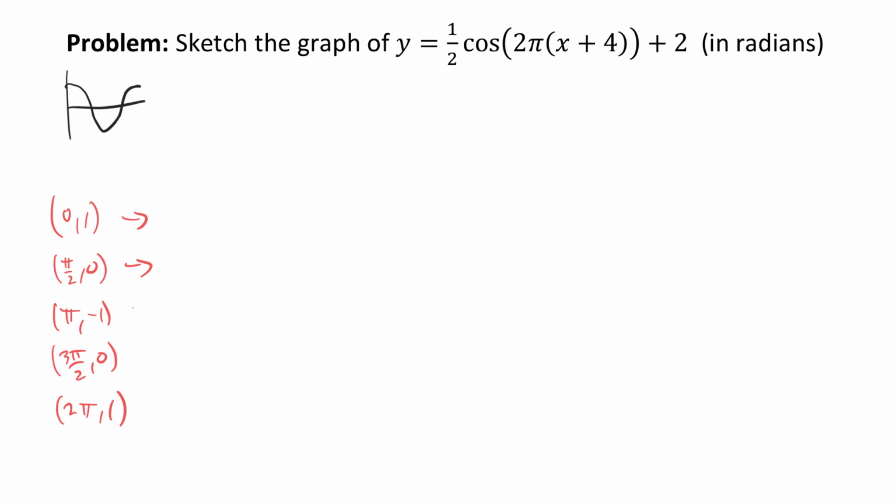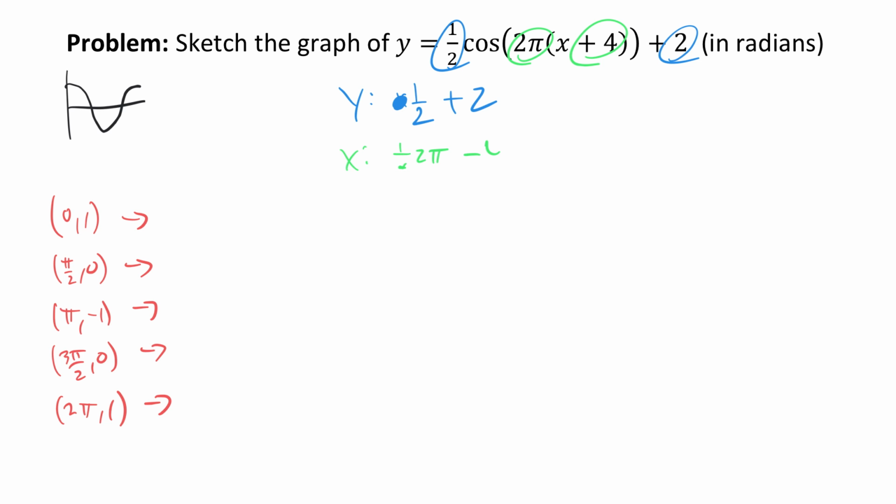Now for each of these points, again, we're going to have to do a lot of work to them because there's a lot of numbers there. The 1/2 and the 2 are the y values. So we're going to have to multiply by 1/2 and add 2. Maybe I'll put a dot there, since the times looks silly as an x. For the x values, we're going to have to divide by 2 pi.